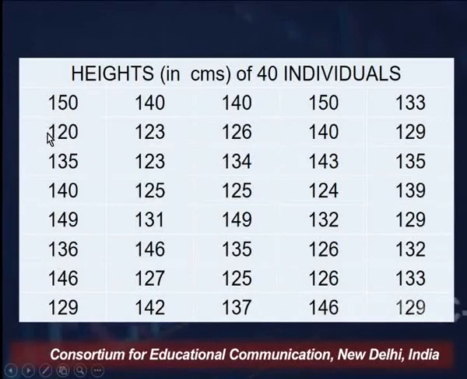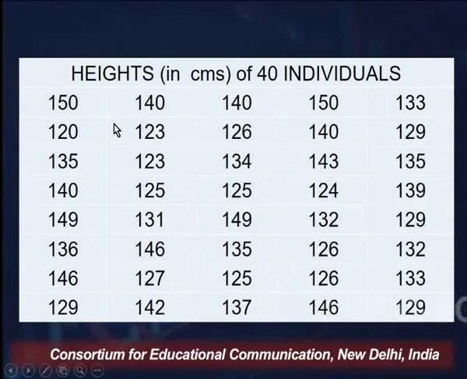So 120 is the minimum value and 150 is the maximum value. So the range is 150 minus 120, the range is 30. To take care of this 30 range, I can have the class intervals 120 to 130, 130 to 140 and 140 to 150. That means only 3 class intervals.